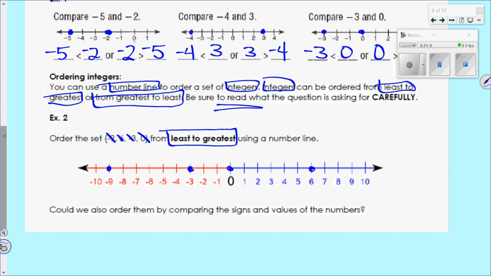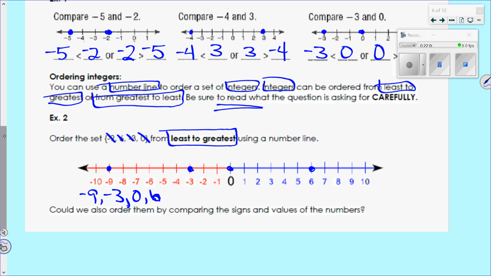So now, to put them in order, least to greatest, using my number line, which number is the least? Negative 9. Then what? Negative 6. Oh, no, negative 3, sorry. Negative 6 doesn't even have a dot. Then what? 0. Then 6.